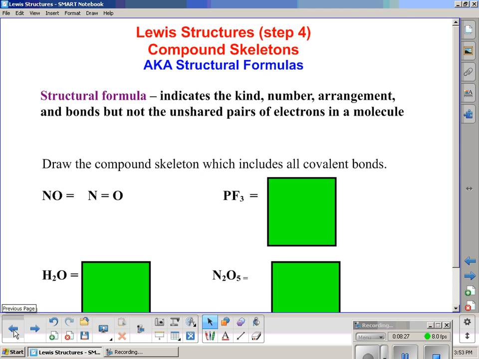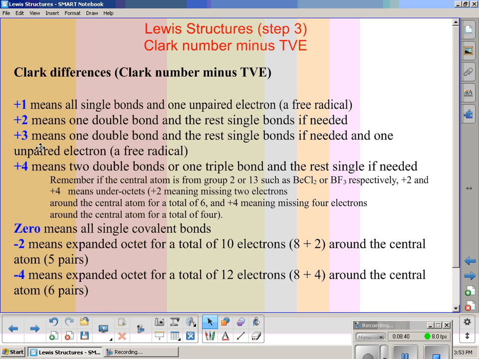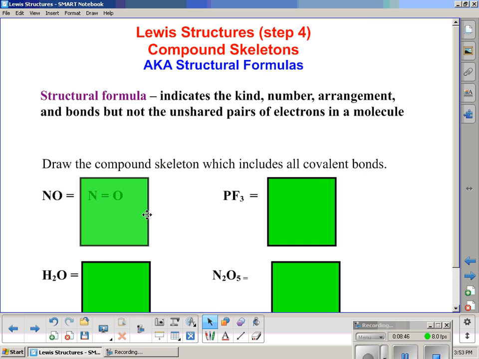Okay, so let's back up again. Look at another one, water, H2O. We already found the total valence electrons, and we found the Clark number. Each was 8. 8 take away 8 is 0. So 0, what does that tell us about our bonds? Go back here, here's 0. All single covalent bonds.